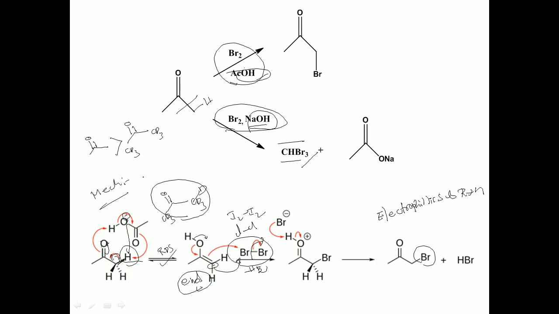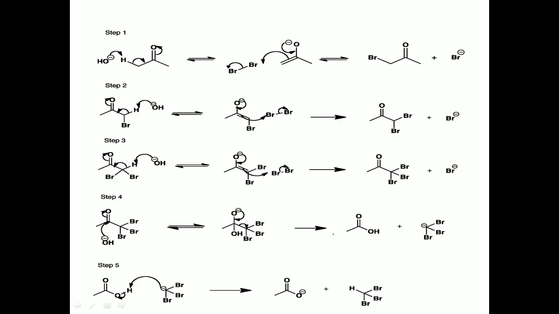Now in the case of basic medium, the base first of all removes the proton. As a result a carbanion is produced, with C double bond O and a negative charge. This carbanion is stabilized by resonance. As a result we get the enolate. This is the enolate ion.